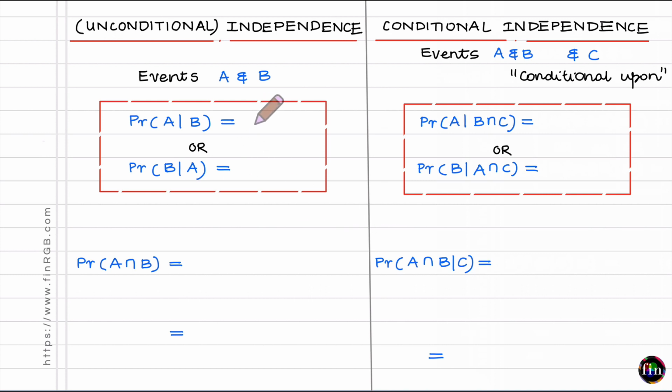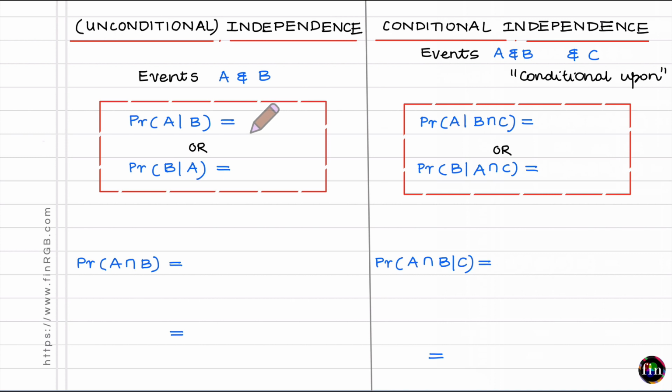So, what is independence of two events? When are two events A and B independent? Well, they are independent if the knowledge of occurrence of one of the two events does not in any way affect the probability of occurrence of the other event.